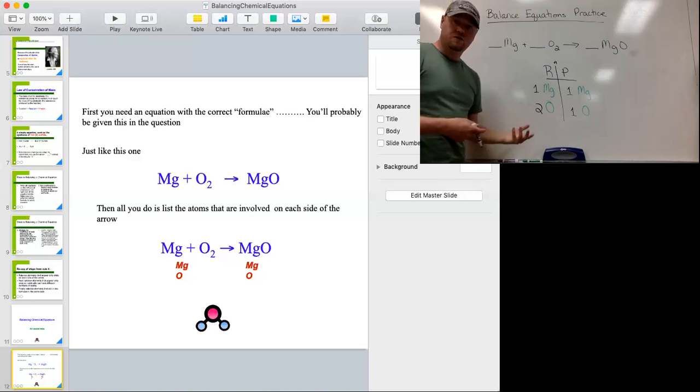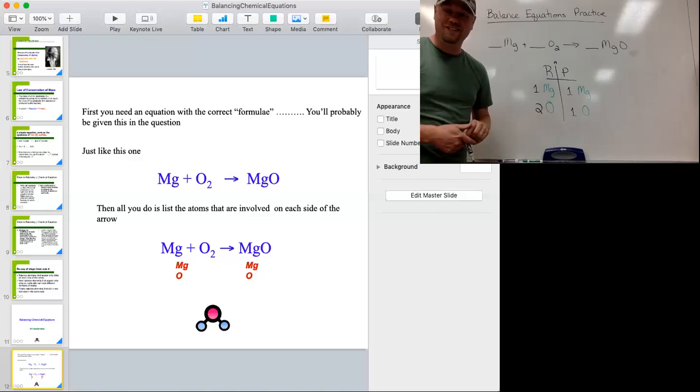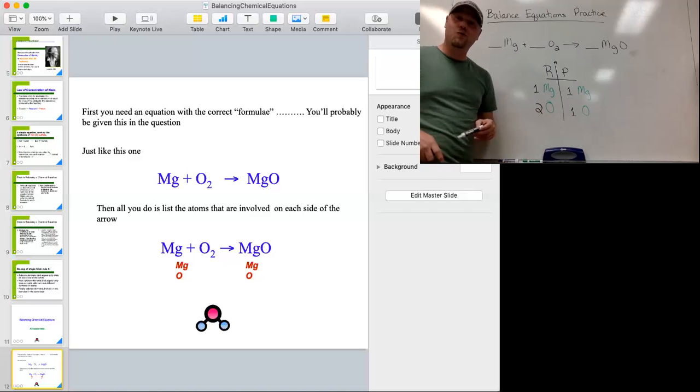The law of conservation of matter says we can't create or destroy anything, but these numbers are different right here. These numbers are fine, but these numbers are different. That's what balancing chemical equations is all about. Here's how we're going to do this.